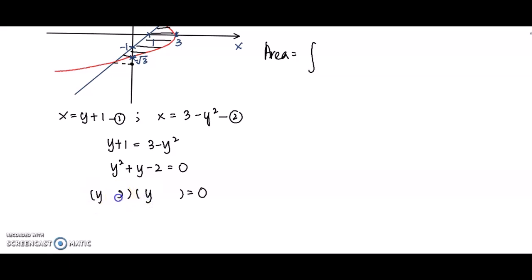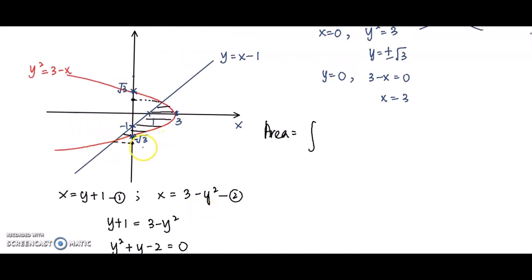Alright, let's factorize it first. You get y equals negative 2 and y equals 1. Means one of the points has y coordinate negative 2 and the other one is 1. These are the two values that we want to find. They will become our lower limit and upper limit when we want to find the area. So just plug in negative 2 and 1 as the lower limit and upper limit.